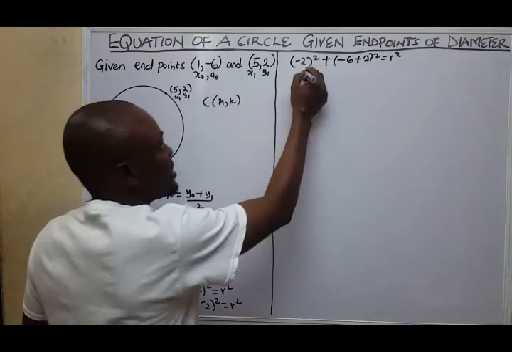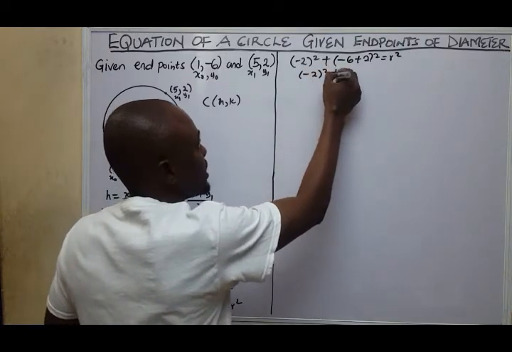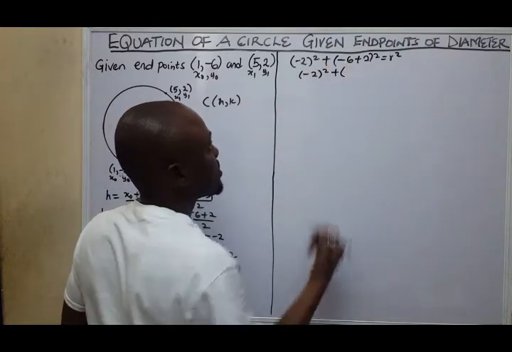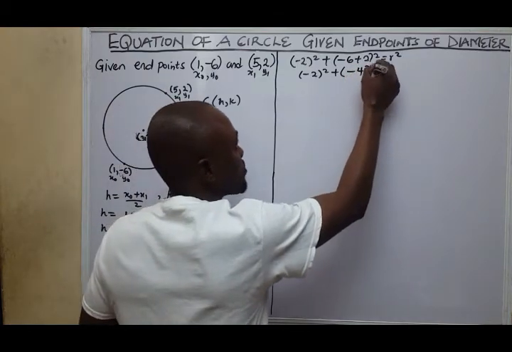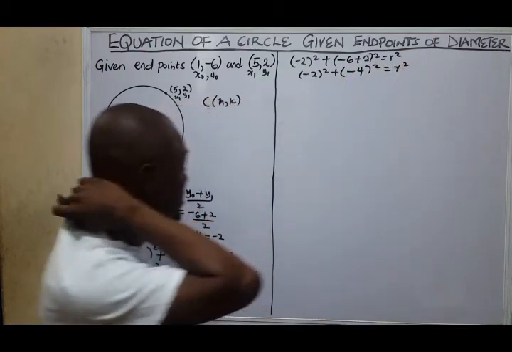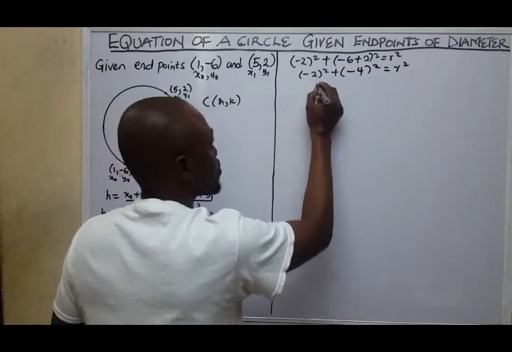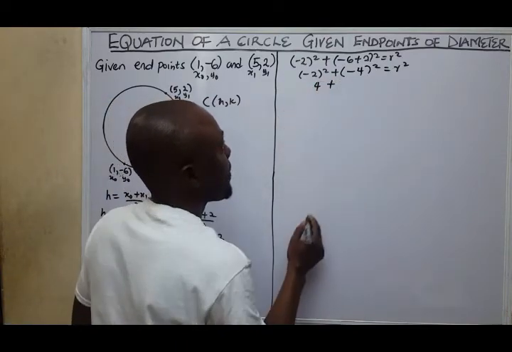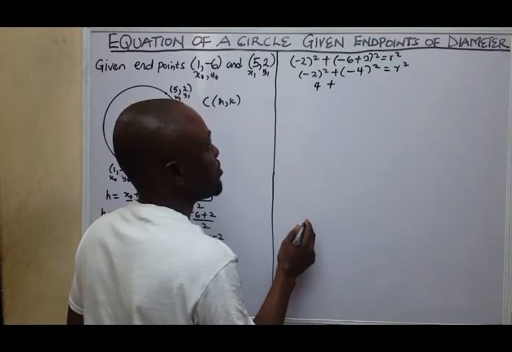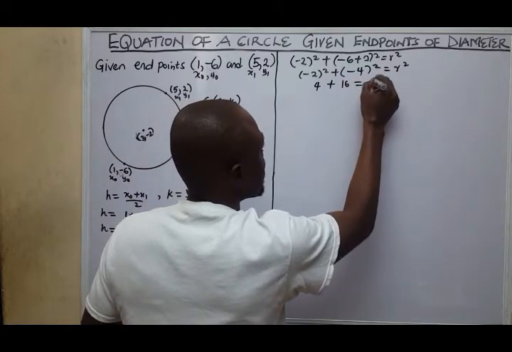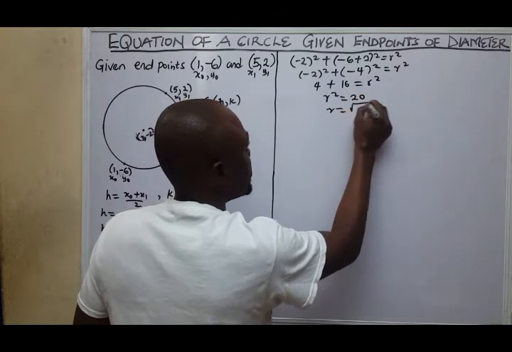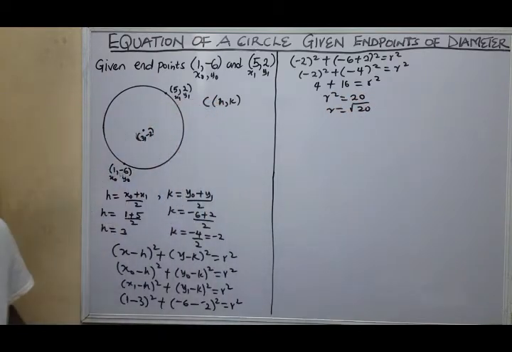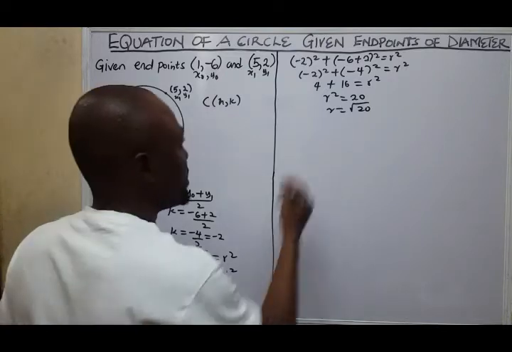So this will give me (-2)² plus (-6 + 2), which is (-4)², equals r². All right, so (-2)² will give me 4, plus (-4)² will give me 16, equals r². So my r² is 20, and my r will be the square root of 20. Now, this is the radius.